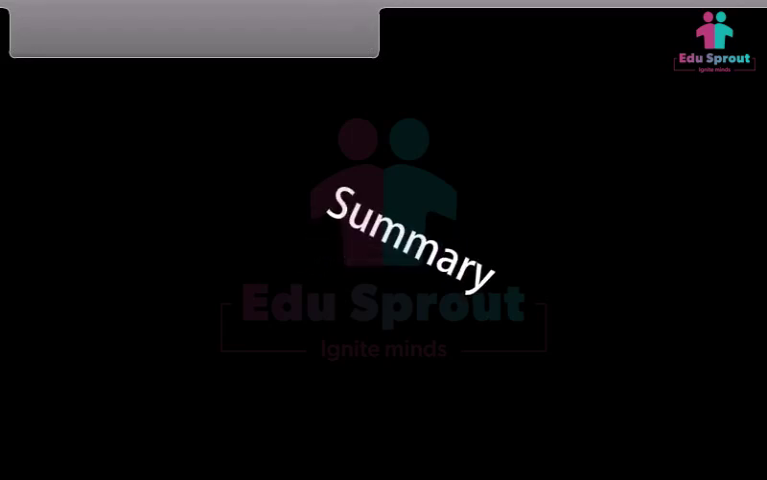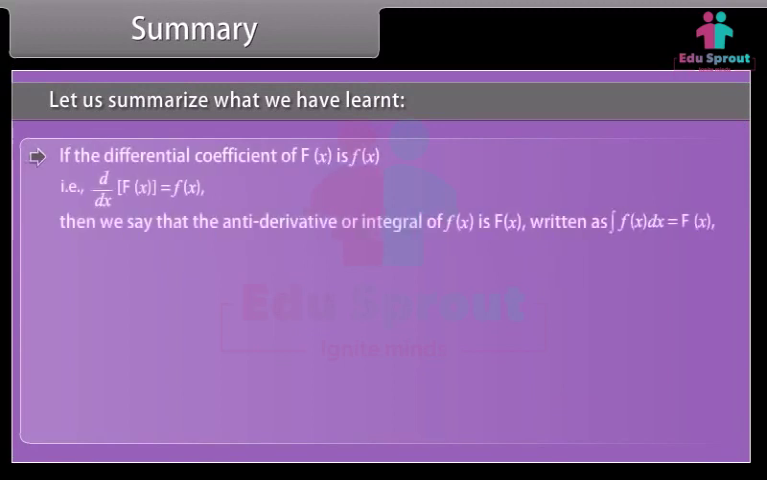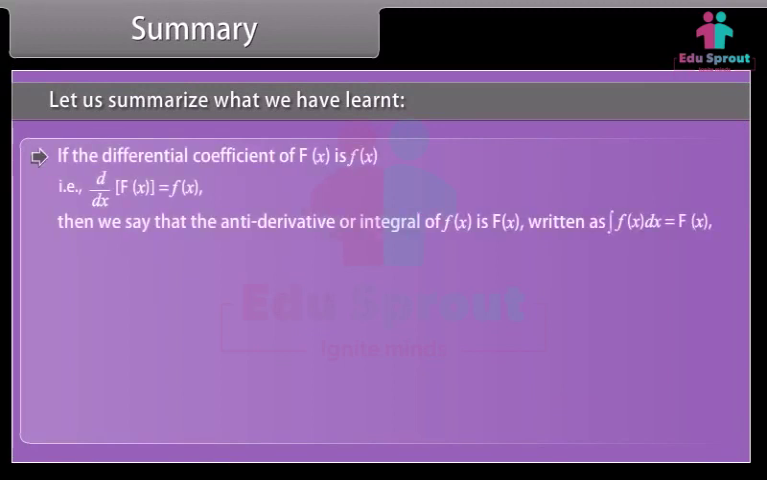Summary. Let us summarize what we have learned. If the differential coefficient of capital F of x is f of x, that is, d by dx of capital F of x is equal to f of x, then we say that the antiderivative or integral of f of x is capital F of x, written as integral of f with respect to x is capital F of x.